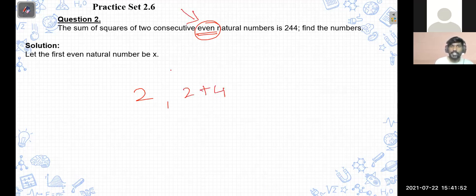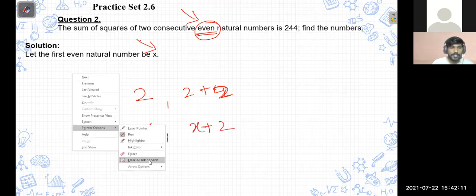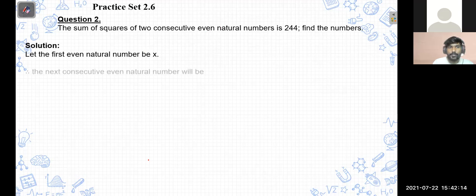Since they are asking for even numbers, after 2 it is 2 plus 2. So if the first even number is x, which will be the even number after x? x plus 2. Yes. So if the first even natural number is x, the next consecutive even natural number will be x plus 2. Now they are saying the sum of squares of both these numbers is 244.